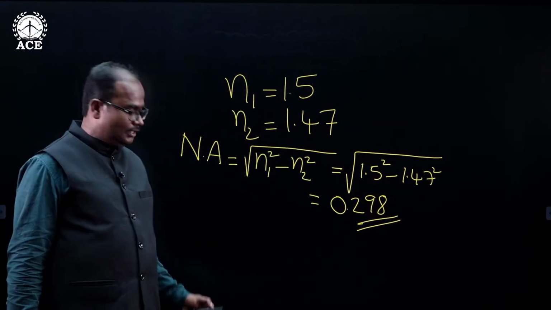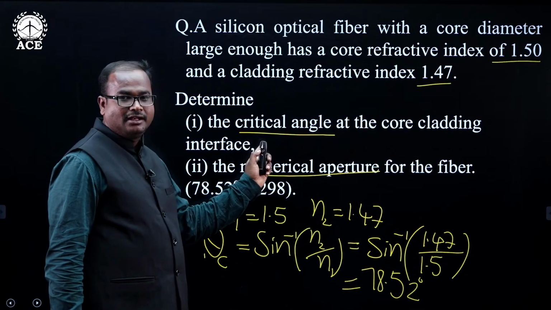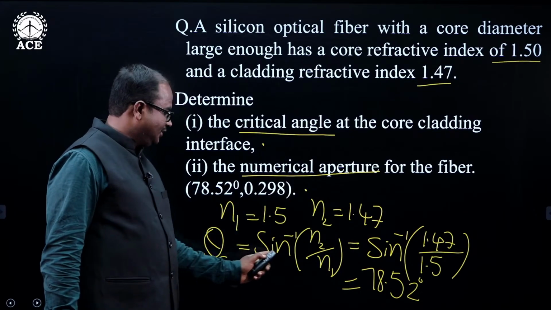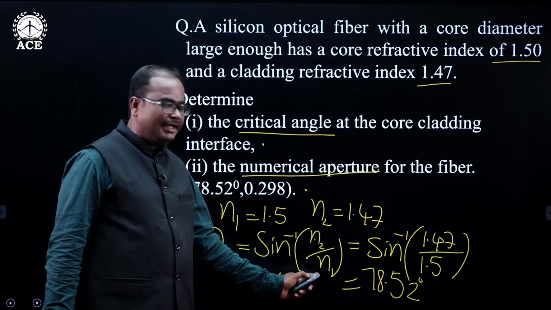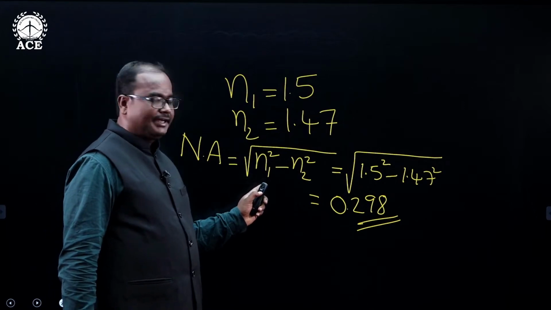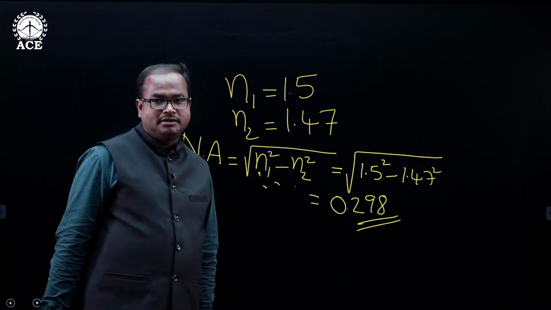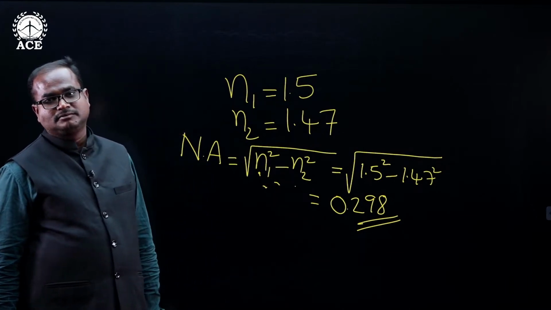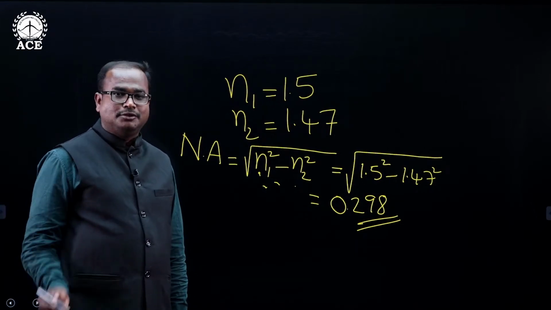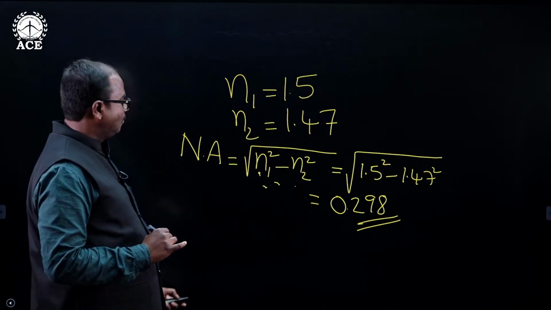This is the answer. Here two parts are asked: you need to find the critical angle as well as the numerical aperture. The critical angle expression is sin inverse of n2 by n1, and the numerical aperture is the square root of n1 square minus n2 square. n1 is the refractive index of core, n2 is the refractive index of cladding. These are the important problems related to acceptance angle, numerical aperture and critical angle.